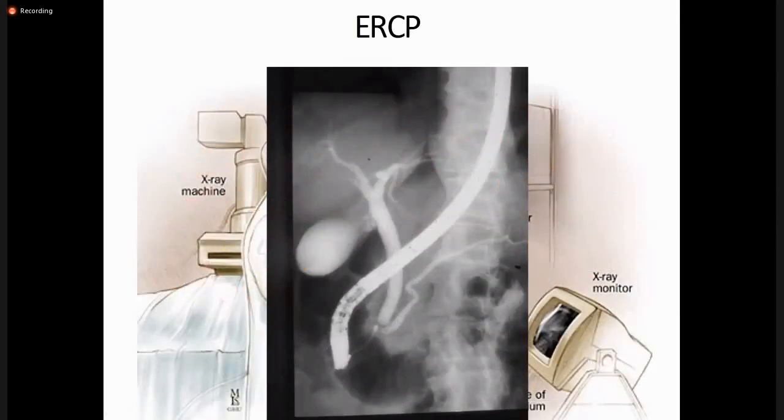This is another view. This is the endoscope. These are the monitors, and this is the fluoroscope machine, which visualizes the whole system. The dye is injected and, as you can see, this is the gallbladder, the common hepatic duct, the right and the left, and this is the pancreatic duct. This is an excellent view in ERCP.